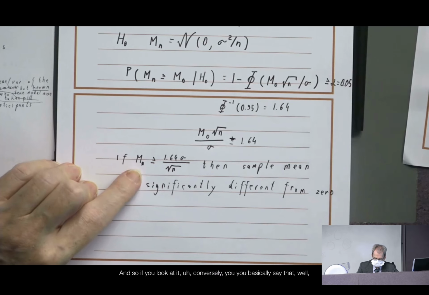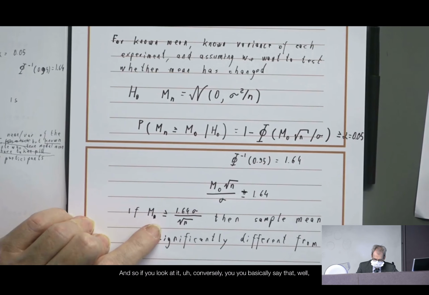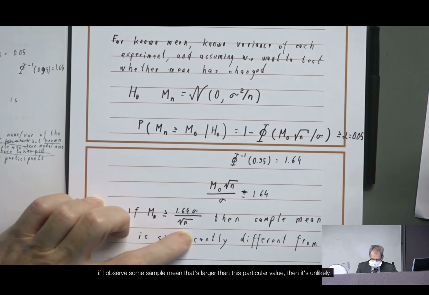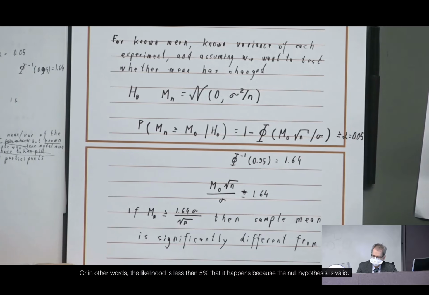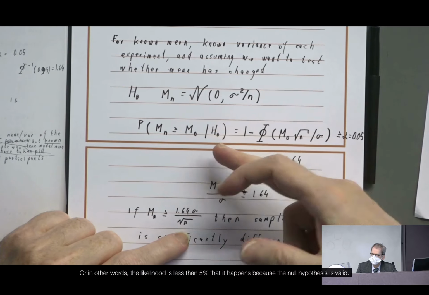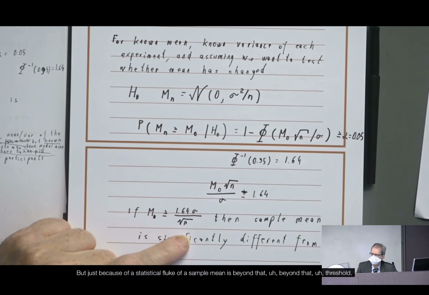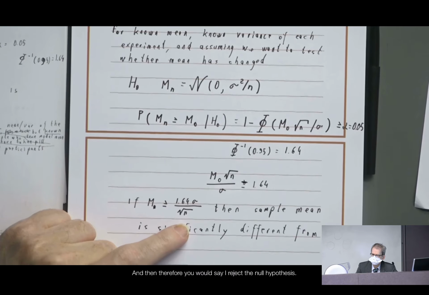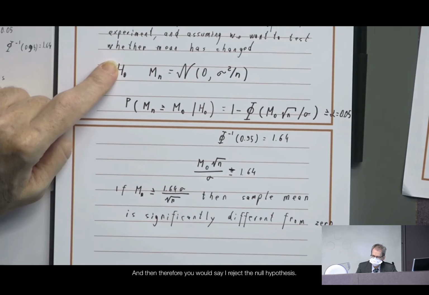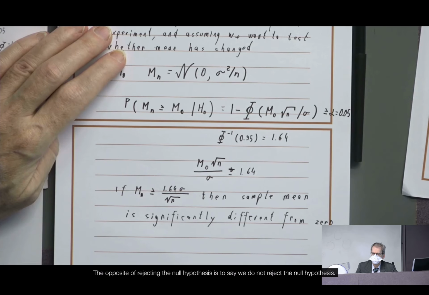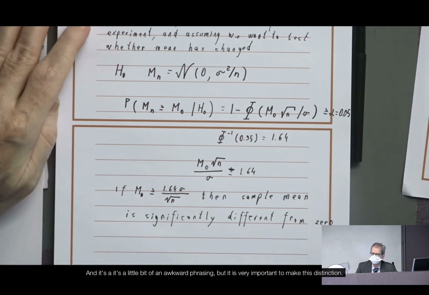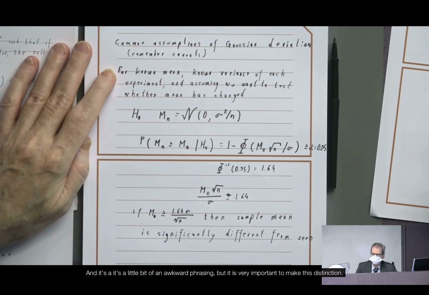Right. So if you look at it conversely, you basically say that if I observe some sample mean that's larger than this particular value, then it's unlikely, or in other words, the likelihood is less than 5%, that it happens because the null hypothesis is valid, but just because of a statistical fluke, our sample mean is beyond that threshold. And therefore, you would say, I reject the null hypothesis. Always keep in mind that the opposite of rejecting the null hypothesis is not accepting the null hypothesis. The opposite of rejecting the null hypothesis is to say, we do not reject the null hypothesis. It's a little bit of an awkward phrasing, but it is very important to make this distinction.